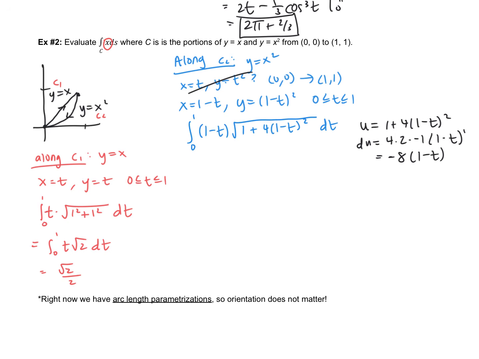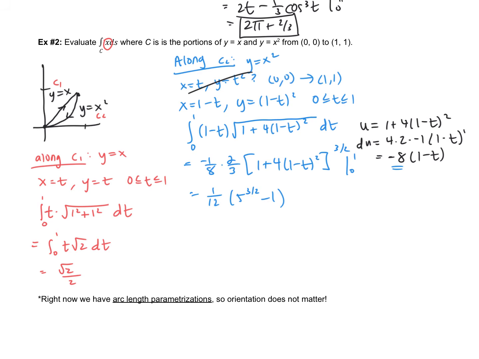So going back and integrating then, since we don't have that 8, it's going to give us a negative 1/8. And then we have 2/3 times 1 add 4 times 1 minus t squared to the power 3 over 2, being evaluated from 0 to 1. And if you just trust me on this one, you end up with 1 over 12 times 5 to the 3/2 subtract 1.